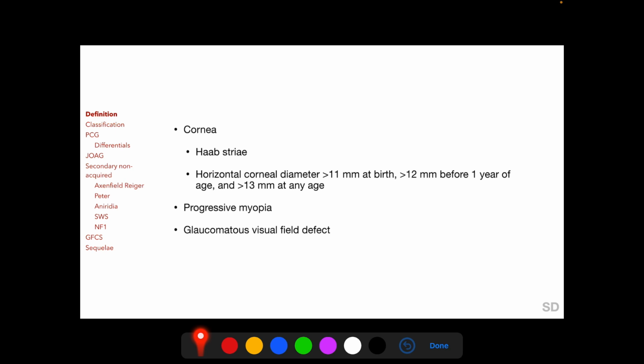Corneal criteria include Haab striae, which are breaks in the Descemet membrane due to stretching of the enlarging cornea, and horizontal corneal diameter of more than 11 millimeters at birth, more than 12 millimeters before 1 year of age, or more than 13 millimeters at any age. Progressive myopia and glaucomatous visual field defects are also among the diagnostic criteria for pediatric glaucoma.